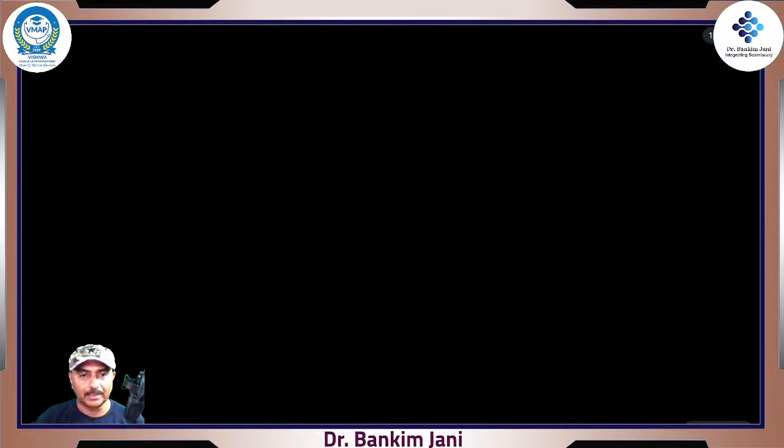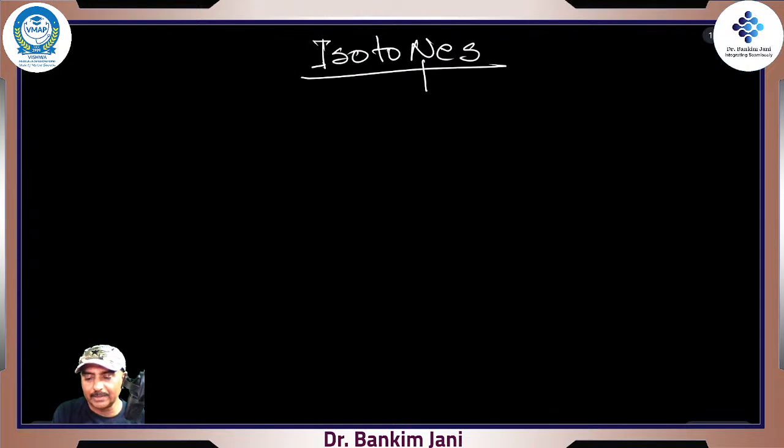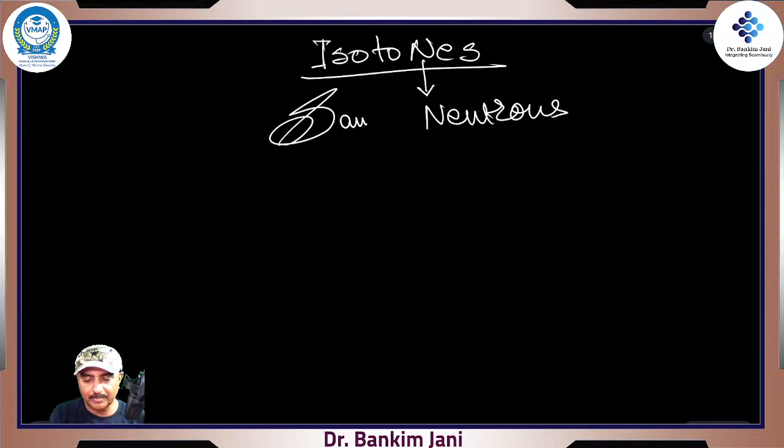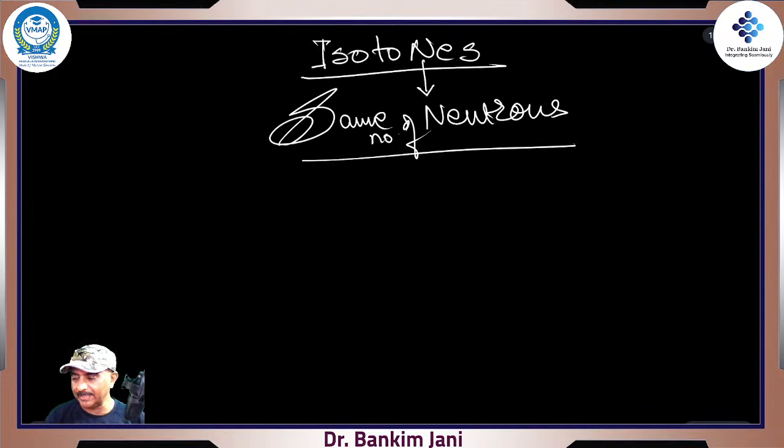Let's take another look at another property. This time they are called isotones. I need not even explain, right? Because now it is the same number of neutrons. So what would be different? The only thing which can be different is protons.